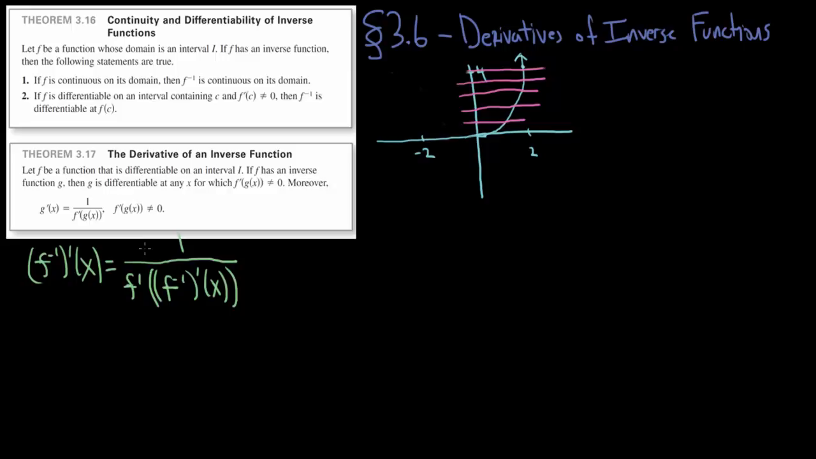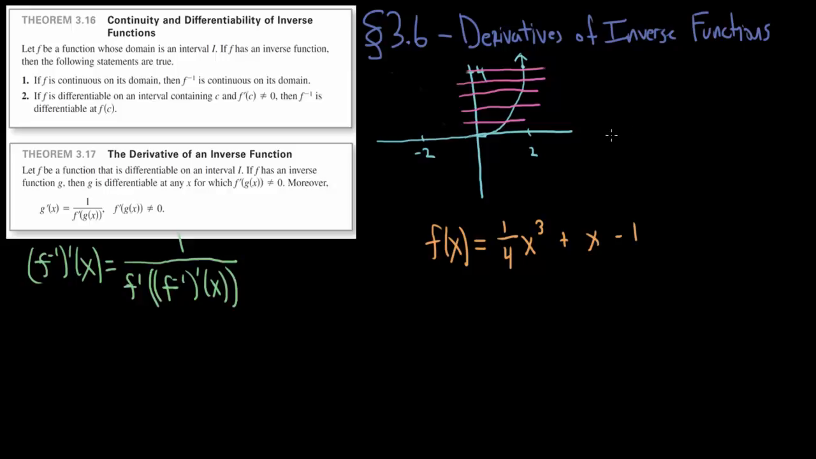Let's illustrate with an example. All right, so let's say we have f of x equals, let's just say, 1/4 x cubed plus x minus 1. 1/4 x cubed plus x minus 1.